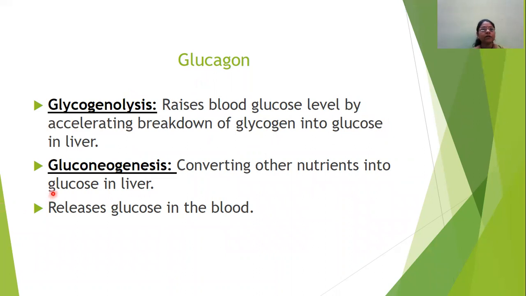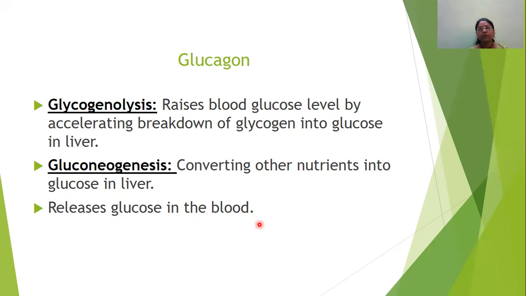The next is gluconeogenesis. Glucagon is responsible for gluconeogenesis, that is, it converts other nutrients into glucose. If there are more lipids or more proteins, then they get converted into glucose. Then it is responsible for release of glucose into the blood.